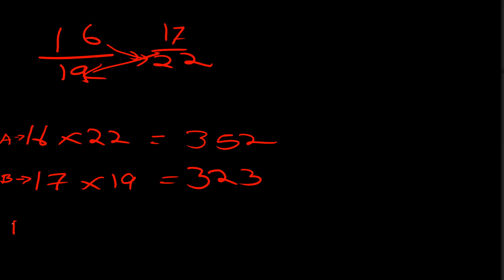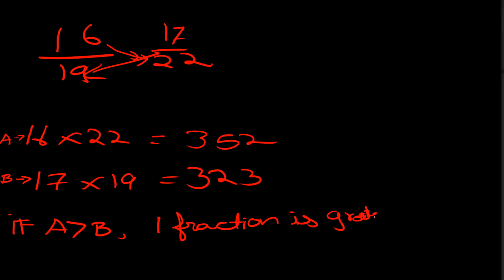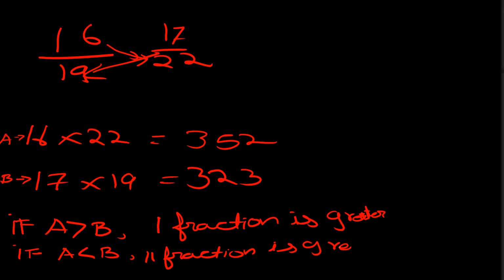Now my condition is, if A is greater than B, first fraction is greater. If A is smaller than B, second fraction is greater. Okay, so this is the condition. If A is greater than B, first fraction is greater. If A is smaller than B, then second fraction will be the greatest. So this is our condition.